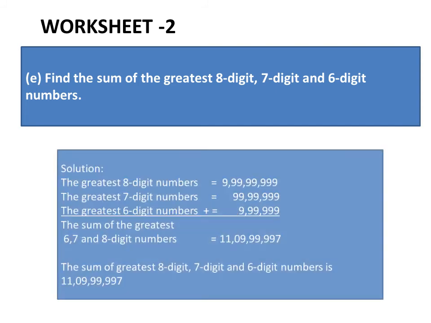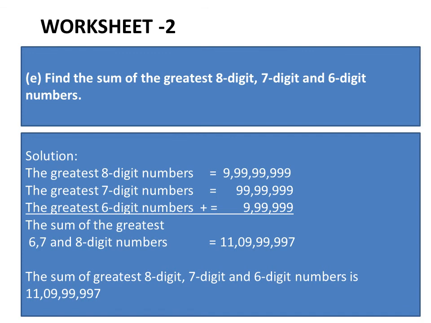So the first statement is the greatest 8-digit number is equal to 9,99,99,999. Second statement, the greatest 7-digit number is equal to 99,99,999. And the third statement is the greatest 6-digit number is equal to 9,99,999.